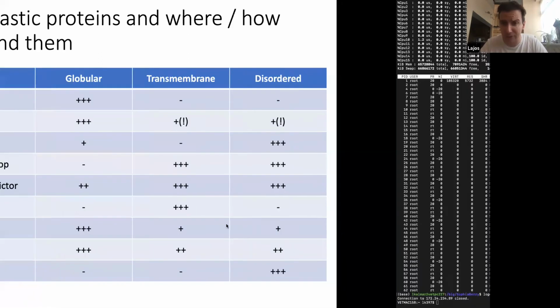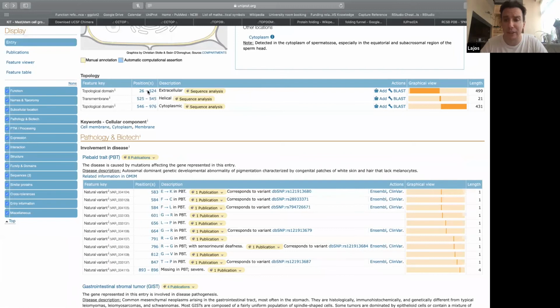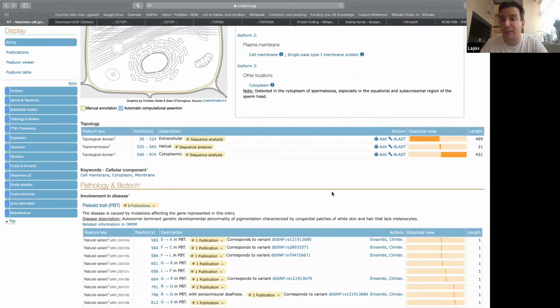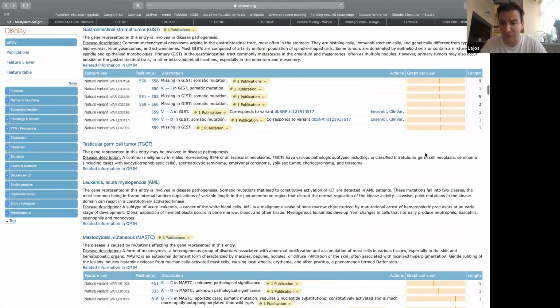UniProt is the next one, where you can find quite a lot of information. So if you just go back to KIT here, then you can already have a lot of structural info just in the UniProt. So you can see where the transmembrane domain is. You can see which one is the extracellular, which one is the intercellular or cytoplasmic domain. Again, this is important if you want to design an antibody against the extracellular domain, then you have to know which part is the extracellular domain of the protein, of course.